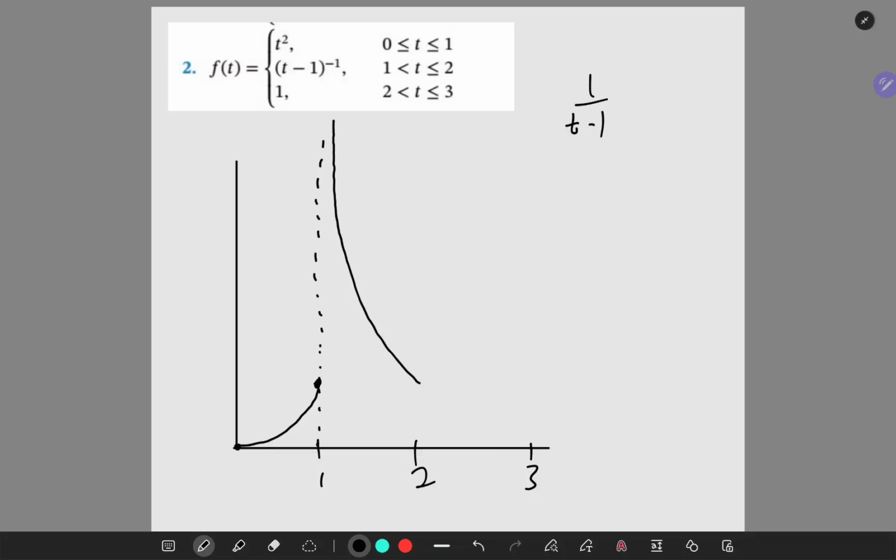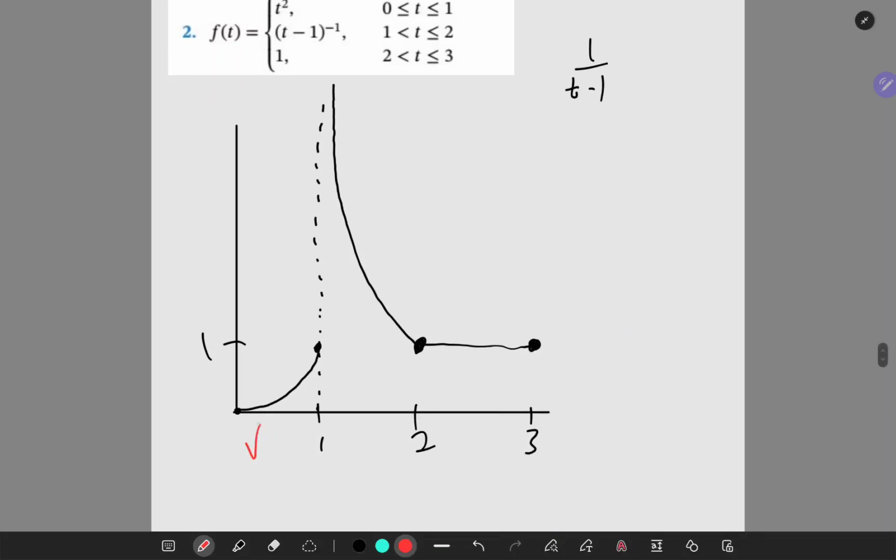So we have a discontinuity there, right? Yep. So we're going to have a discontinuity there. And then we just have 1 from 2 to 3. Well, that's easy. It's just this. So this first one's continuous, and the second one is continuous, right?